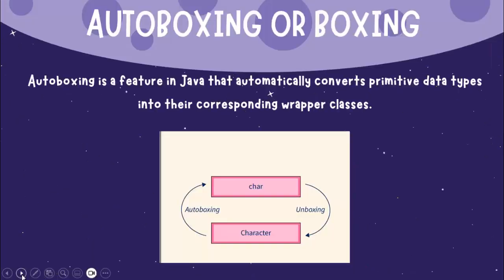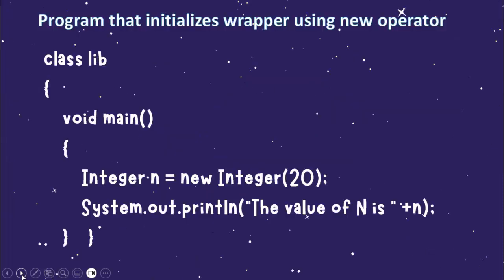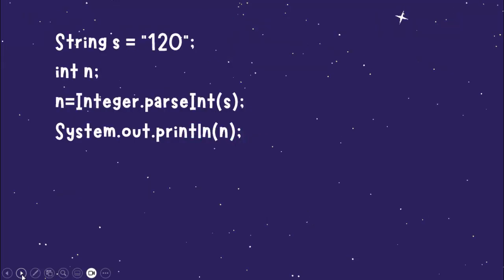We're going to see about autoboxing and unboxing in the next class. Autoboxing is a feature in Java that automatically converts a primitive data type into the corresponding wrapper class or non-primitive data type. So we will see a few problems in the next class.